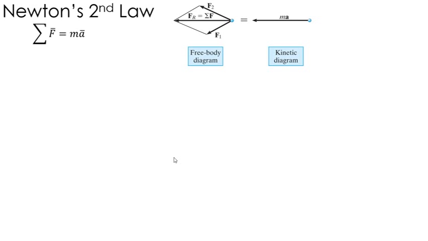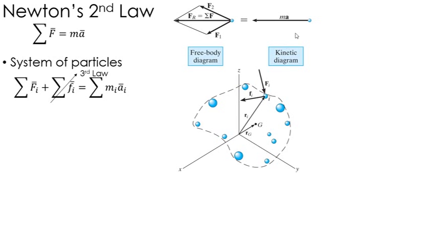This is clearly a vector equation. So the sum of the forces in all the directions equals the mass times the acceleration of the particle in those directions. A free body diagram would have all the forces acting on it. You can sum them together, get a resultant force, and set that equal to the mass times the acceleration of a particle.